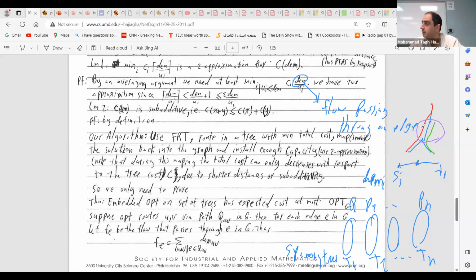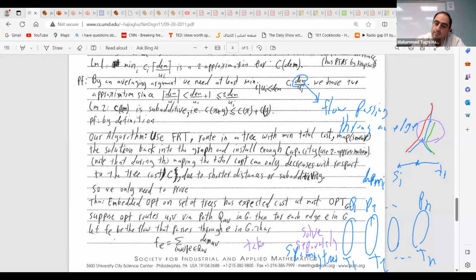The H different trees, because of the probabilistic embedding. Yes, these are H different trees. The issue is that, by linearity of expectation, you can solve this problem on each of these trees separately and then take the minimum. So you solve on each of them separately and take the minimum.